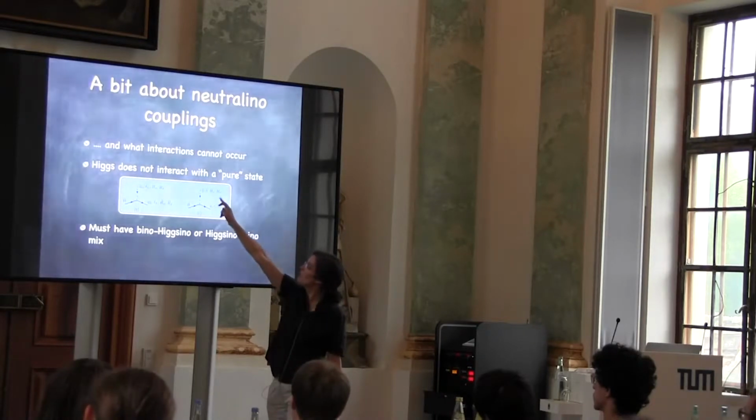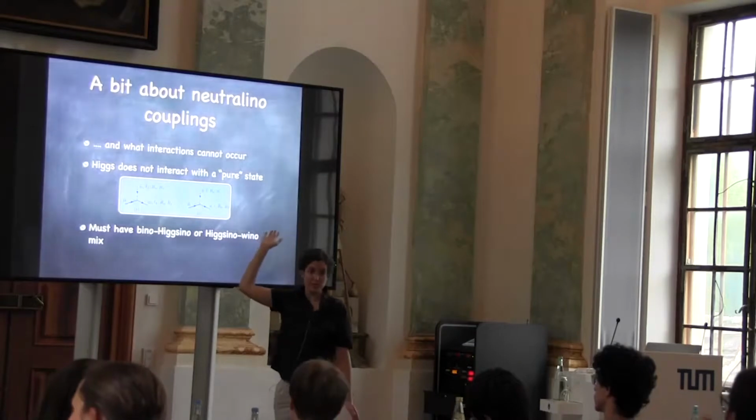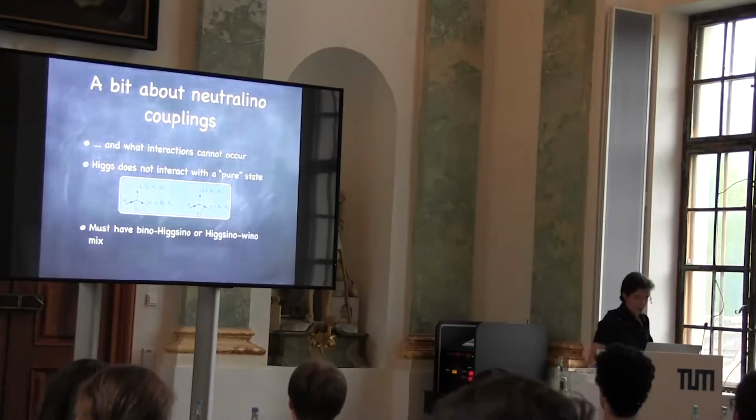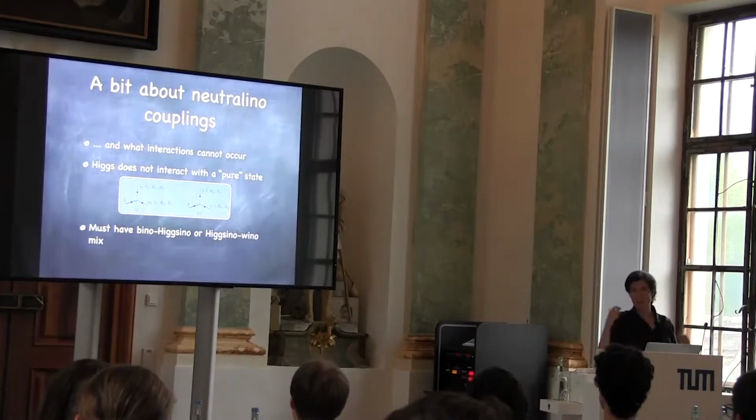So there's quite literally no interaction that I can write down at tree level that will allow the Higgs to just talk to a wino coming in and out of the process, or a bino coming in and out, or any of the pure neutralinos. It just doesn't couple because there's no interaction that will allow that. So you have to have a certain amount of mixing, and so the rate always depends on the size of that mixing.